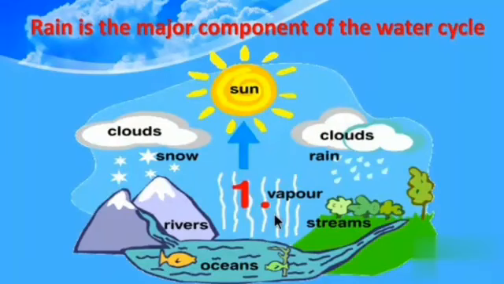Rain is the major component of the water cycle. The water from the seas, oceans, and all the water bodies gets evaporated and forms water vapor, and it cools down into clouds. So it is a water cycle. We already studied this in the lower classes. Okay, the water cycle. Right? Next one.